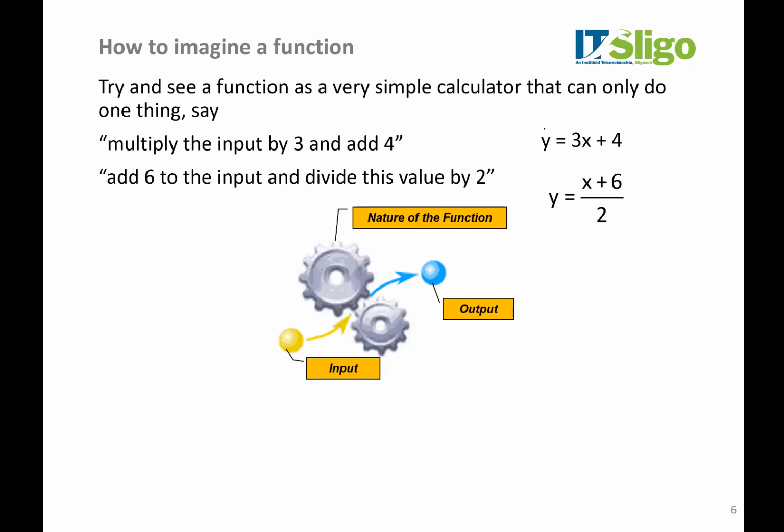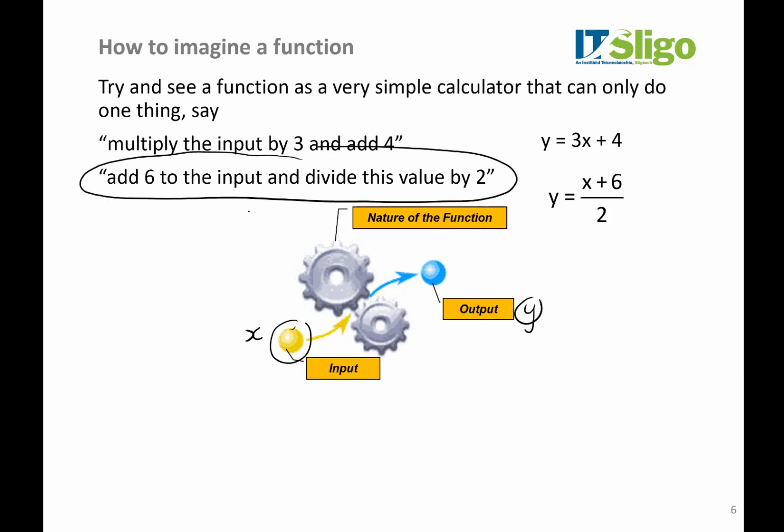So there's just a little picture of what we have. There's our input, x. There's my output, y. And in this case, we could say, what's the nature of the function? Well, the nature of the function is add 6 to the input and divide this value by 2. That's the nature of my function.